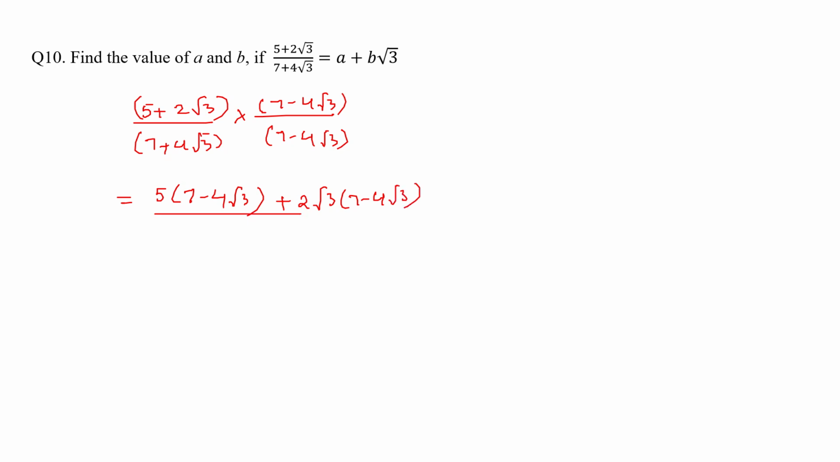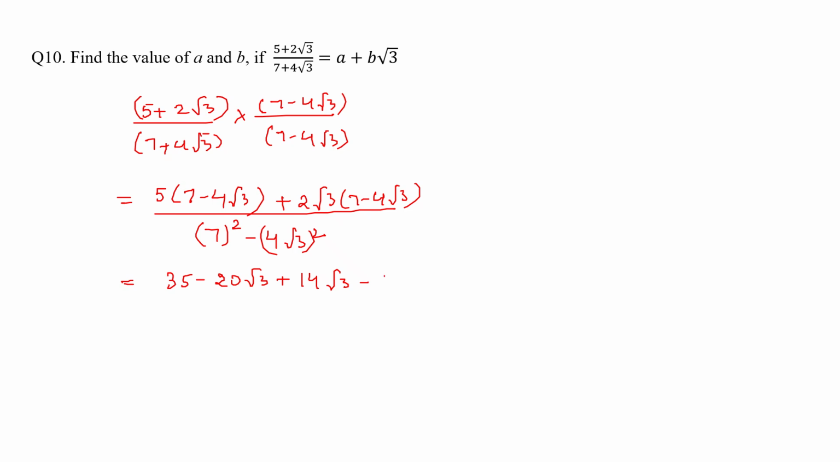Divided by, now (7 + 4√3) into (7 − 4√3), it is (a + b) into (a − b) form. So you can write it as a square minus b square. Now let's multiply. So 5 into 7, 35, minus 5 fours are 20√3, plus 14√3, minus 2 into 4 is 8, and √3 into √3 is 3.